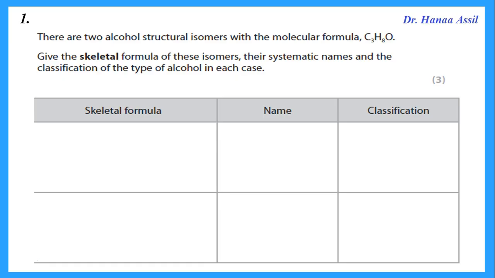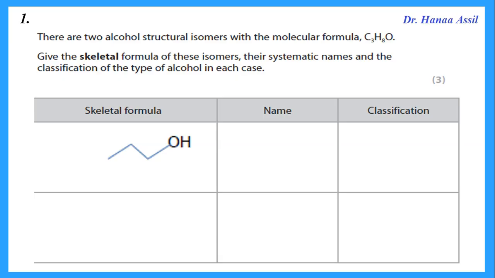So, for example, this is a typical question. It says there are 2 alcohol structural isomers with the molecular formula C3H8O. Give the skeletal formula of these isomers. So I want 3 carbons. It's an alcohol, so it has an OH. Now, I can either put the OH on one end, and remember this is a skeletal formula. That means we draw a line to indicate the bond between 2 carbons.